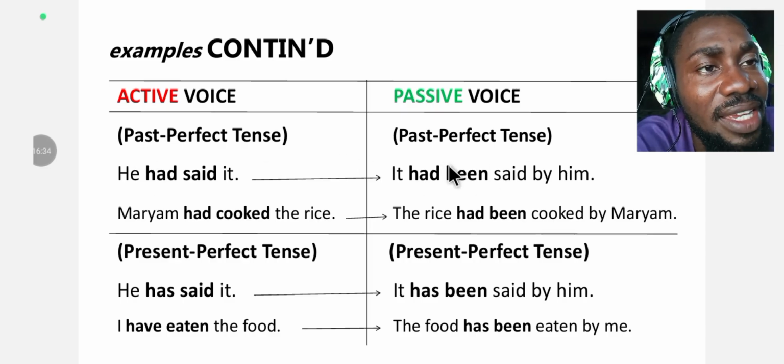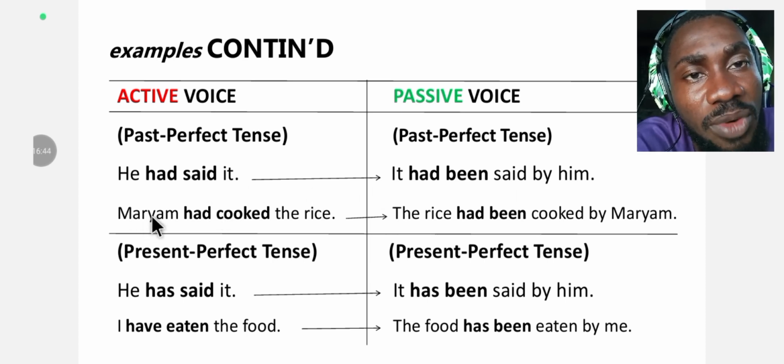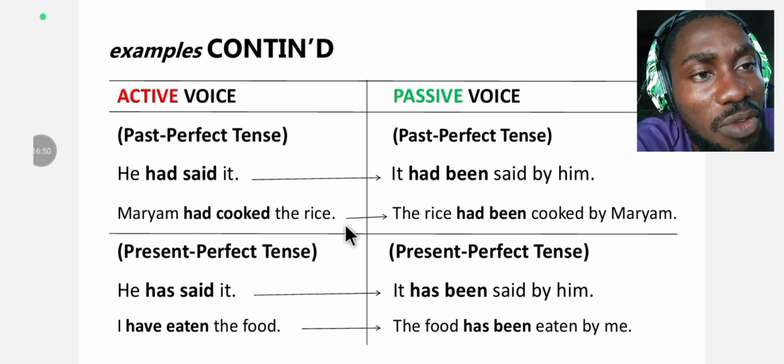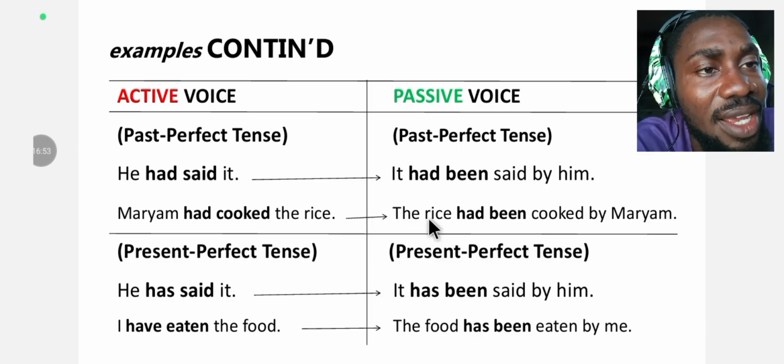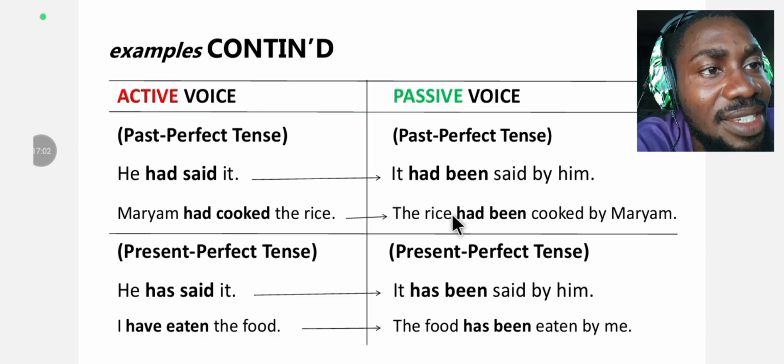Been and said here is a past tense. Then the had here is the perfect tense, tense maintained. The next we have here under the examples is the active voice, which says, Miriam had cooked the rice. Converting this to a passive voice, it says, the rice had been cooked by Miriam. Tense maintained. Had is a perfect tense.